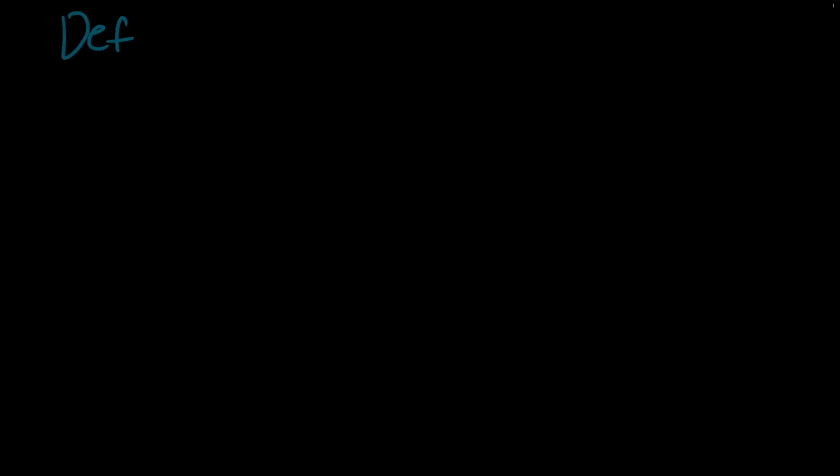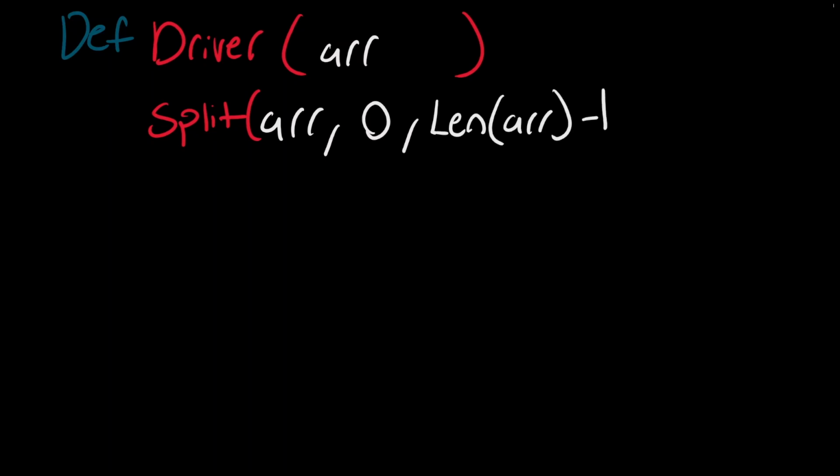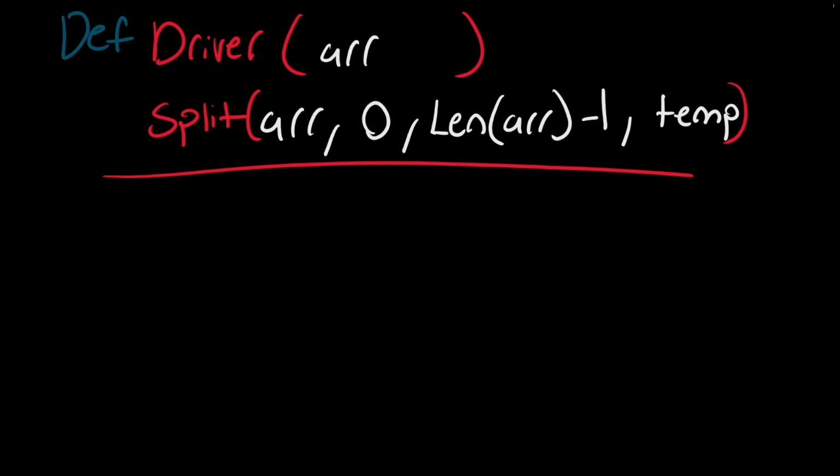So let's define our driver. The driver function takes in a plain array, and it's going to call our split function with these parameters. It's going to first pass in our array. It is then going to give a starting left bound and then a starting right bound, so this could be the length of the array minus 1, and then we're going to pass it the temporary array that we are going to need. This is all we're doing for the driver. This is the setup we need for our split.